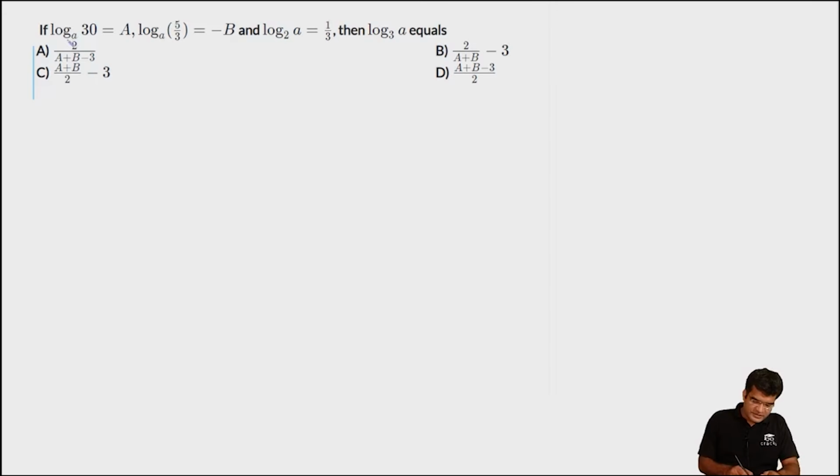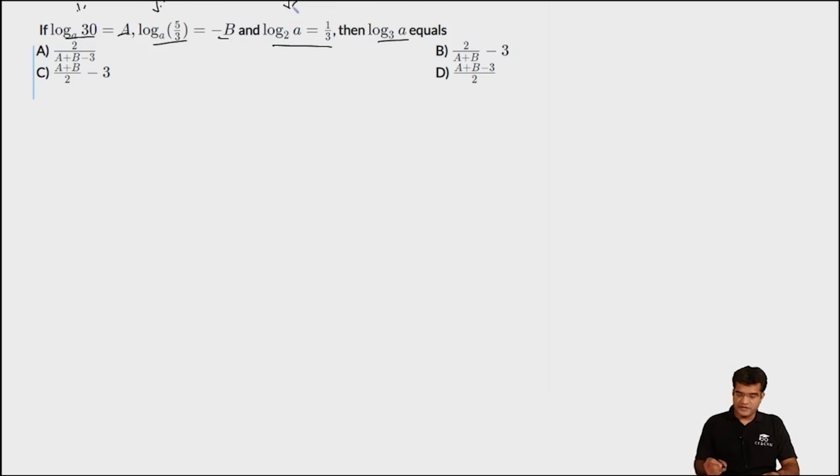In this question, we are told that log of 30 to the base small a is equal to capital A, and log of 5 by 3 to the base small a is equal to minus b. We are also told that log of a to the base 2 is equal to 1 by 3, and we are required to find out the value of log of a to the base 3. So if you look at the information that is given to us, we are given log of 30 to the base a, we are given log of 5 by 3 to the base a, and we are given log of a to the base 2.